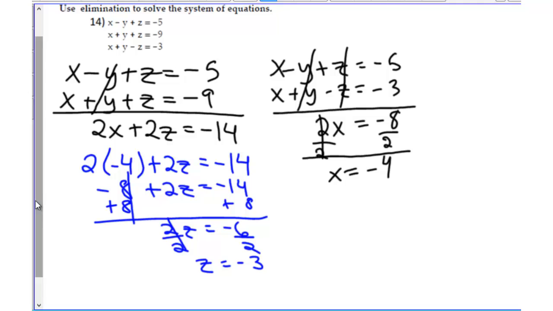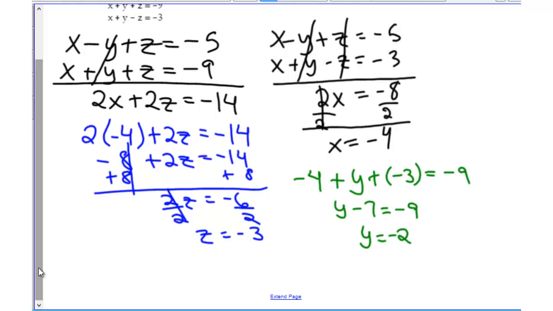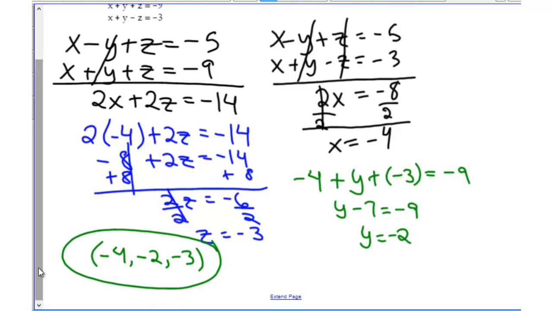It doesn't matter which one you pick. I like the second one because all of the variables have positive coefficients. So negative 4 plus y plus a negative 3 equals negative 9. So add like terms on this side and get y minus 7 equals negative 9, and that means that y equals negative 2. And our point is negative 4, negative 2, negative 3. And that's our answer.